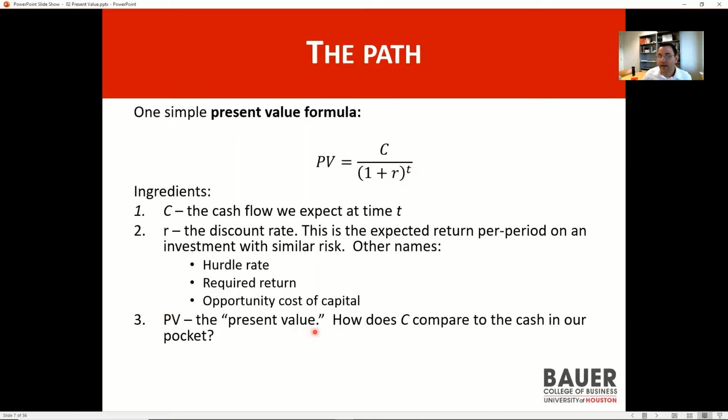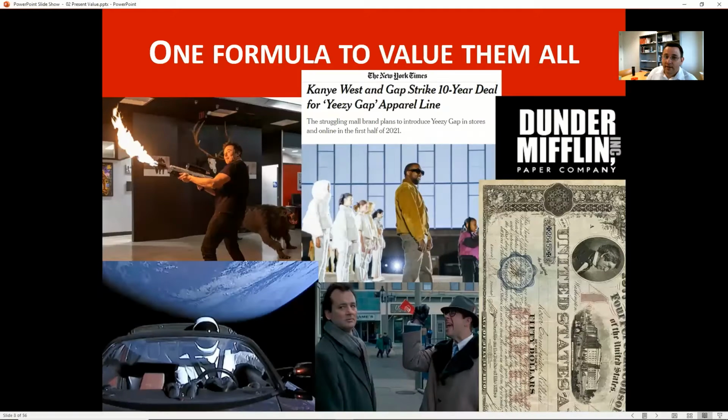The present value allows us to compare this cash flow to the cash that's in your pocket. Right? You've got some money in your wallet right now at this instant. You want to compare that to some future kind of nebulous cash flow. And the present value is what lets us do this. So we have one formula to value everything, right?